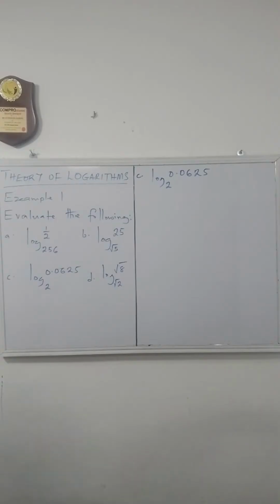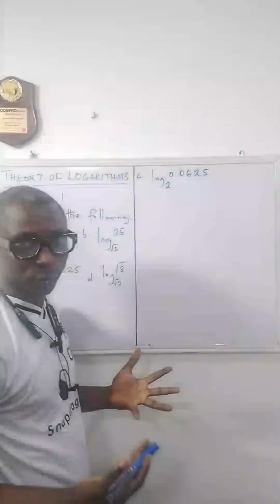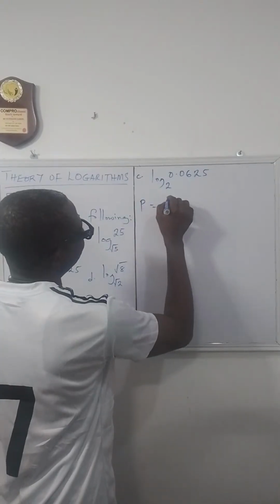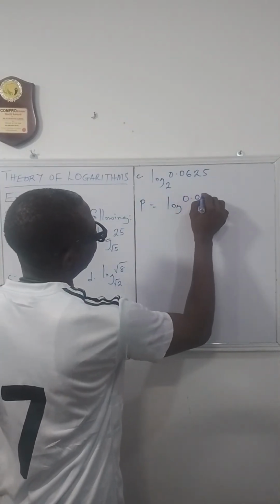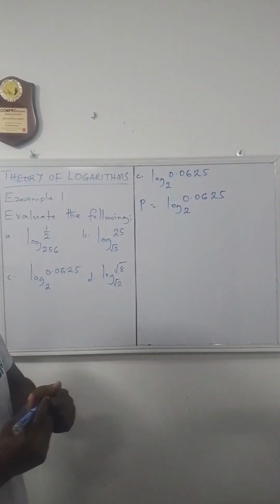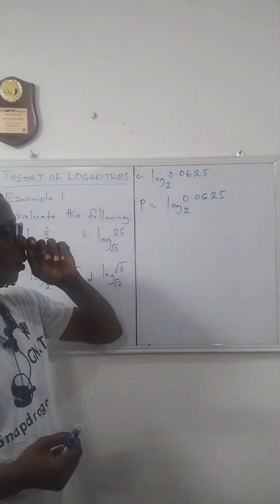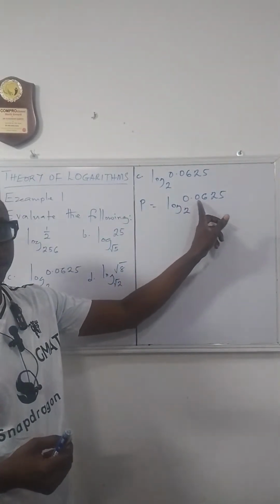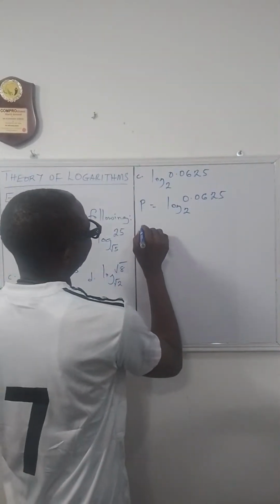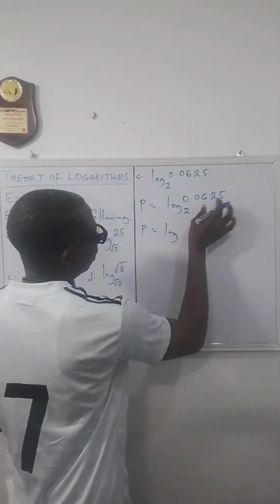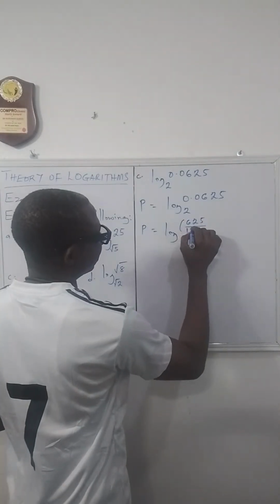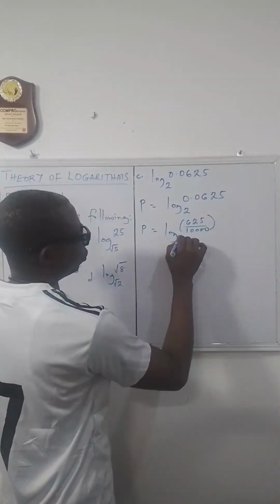All right. Okay, so we follow the same approach. So suppose P is log of 0.0625 base 2. I told you in the last class that whenever you are solving problems like this, and you have this to be a decimal, you change it to a fraction. So we convert this to a fraction. So we have P equals log of, what we have here now is going to be 625 divided by 10,000, base 2.